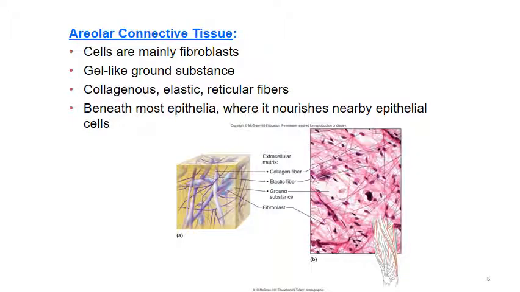For the areolar connective tissue, here mostly fibroblasts are in this tissue. I want you to know the location for this. Beneath, meaning right underneath, any type of epithelial tissue. And so think if it is for the stratified squamous for your skin, right below that is the areolar connective tissue. Or right below the simple columnar, there's areolar connective tissue for all of them.